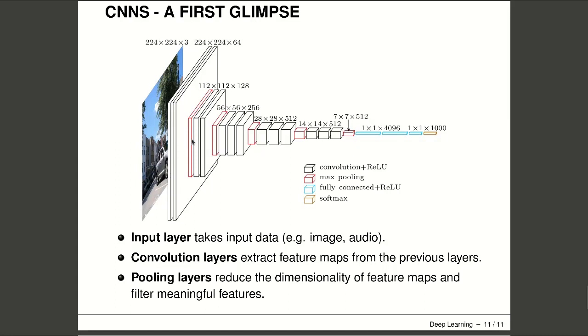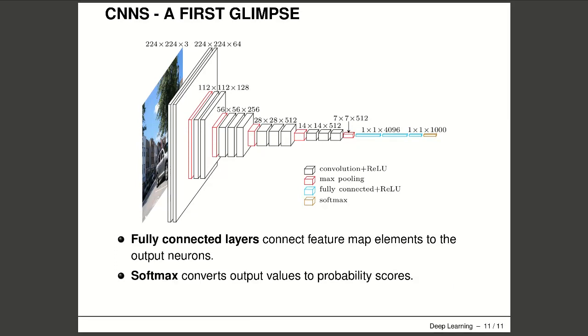Then, continuing, we have again convolution and pooling, and then we have the fully connected layer followed by a ReLU activation function. Here the fully connected layer connects feature map elements to the output neurons, and at the end we have the classifier, or softmax, which converts output values to probability scores. Here the task is to classify images from ImageNet, therefore we have 1,000 classes.